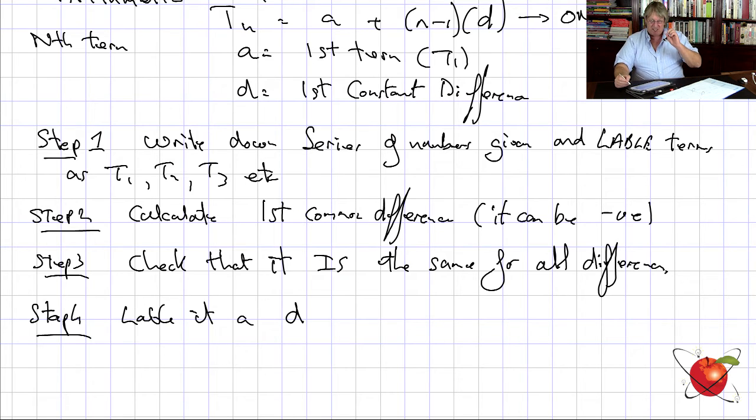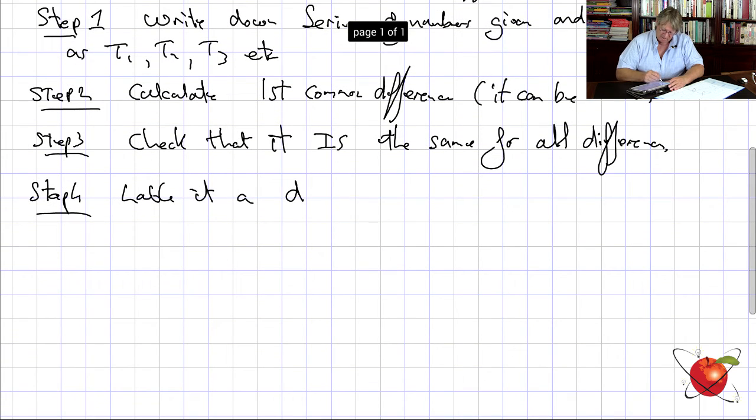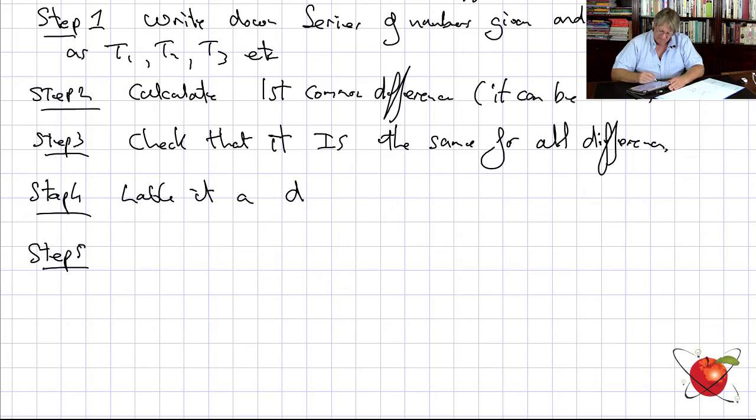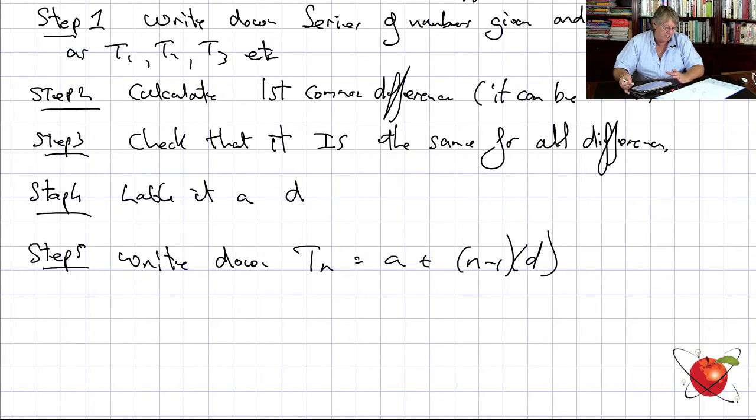Okay? If it's the same, label it as D. Right? And step 5. Step 5, write down Tn equals A plus (n minus 1) times D. Okay? And then step 6.